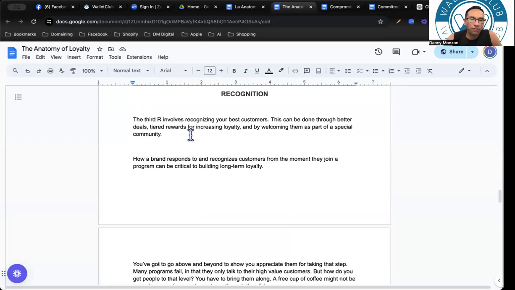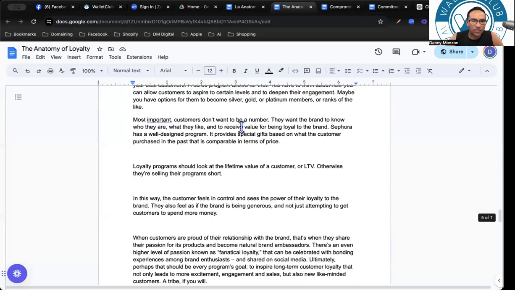Recognition involves recognizing your best customers, right? I mean, what is the essence of this? We want repeat customers, and we want them to spend more and come back with their friends, right? We need to recognize them for that. We need to reward them for that. We need to remind them for that. Recognition covers that sort of thing.